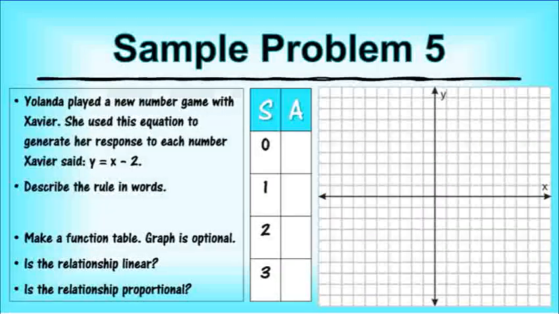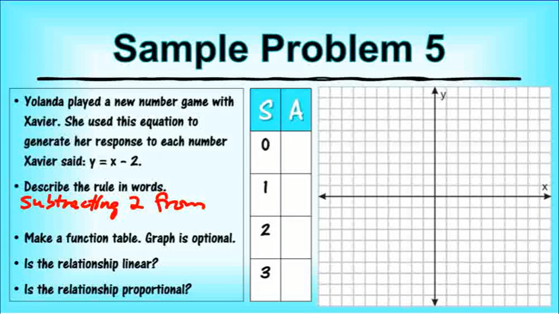Next problem. Yolanda played a new number game with Xavier. She used this equation to generate her response to each number. Xavier said y equals x minus 2. Describe the rule in words. We are subtracting 2 from the input, which is our x.